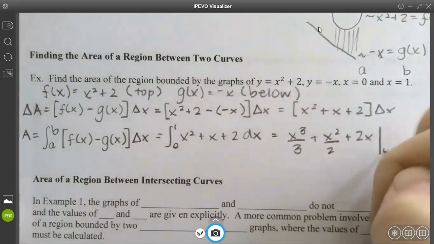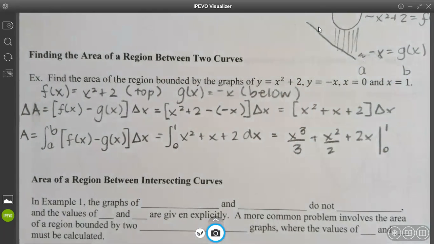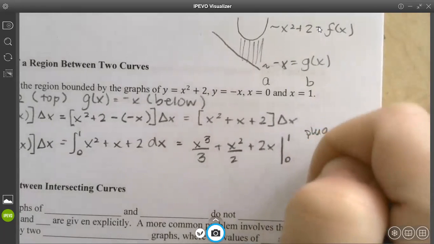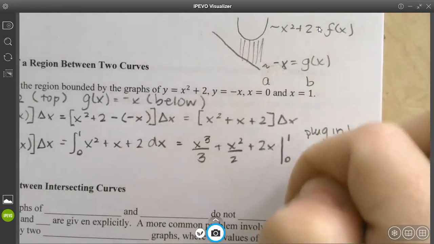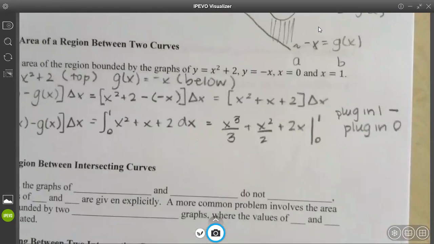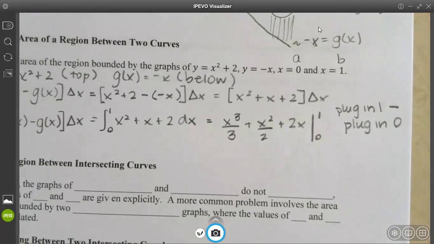And we're going to plug in 0 and 1, so I don't need the c because I'm doing a definite integral. Do you remember how to do this when we have 0 and 1? Plug in 1, subtract, plug in 0. Well, when I plug in 0, what's going to happen? Everything is going to cancel out, right? So this time I only have to plug in 1, but typically you want to plug in 0. So I'm going to do that.